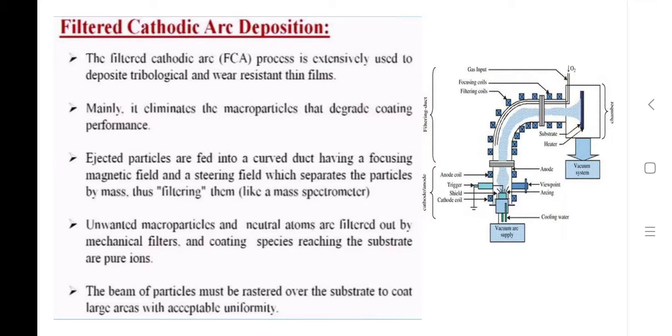Then the beam of particles must be rastered over the substrate to coat a large area uniformly. Here it is actually movable, so that it can cover the whole area even if the sample size is bigger. Not only that, the purity of the coating material is almost 100%, and it is very easy to take out the impurities from the coating material too. So this is about the filtered cathodic arc deposition.